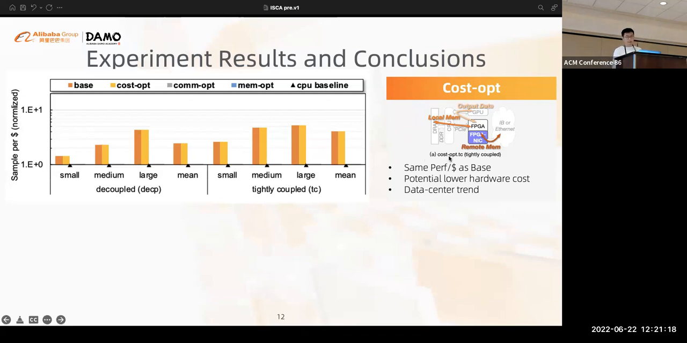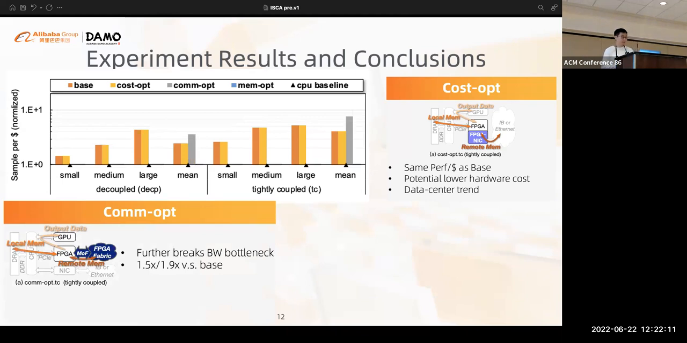And another design we explored is what we call the cost optimized architecture. In this one, you don't have a dedicated NIC on the server anymore. Instead, you use the FPGA itself to do the network. In that sense, it may not provide better performance per dollar for the users, but it saves a lot of cost for the cloud providers because you don't need to buy the NIC anymore, and you save a form factor to put other devices. And this also goes along with the current data center design trend, considering, say, AWS has the Nitro and Alibaba Cloud also has extra cards to do similar things.